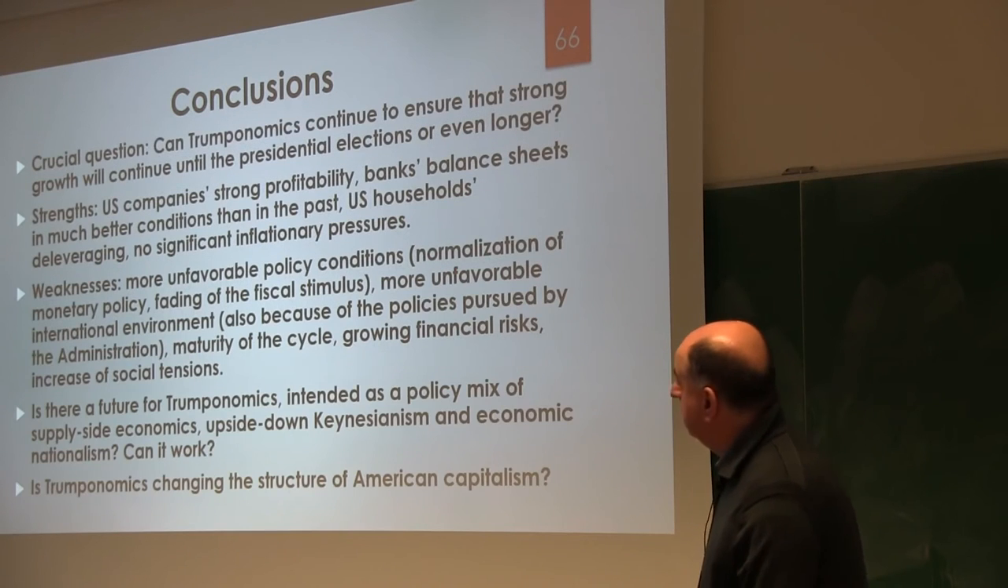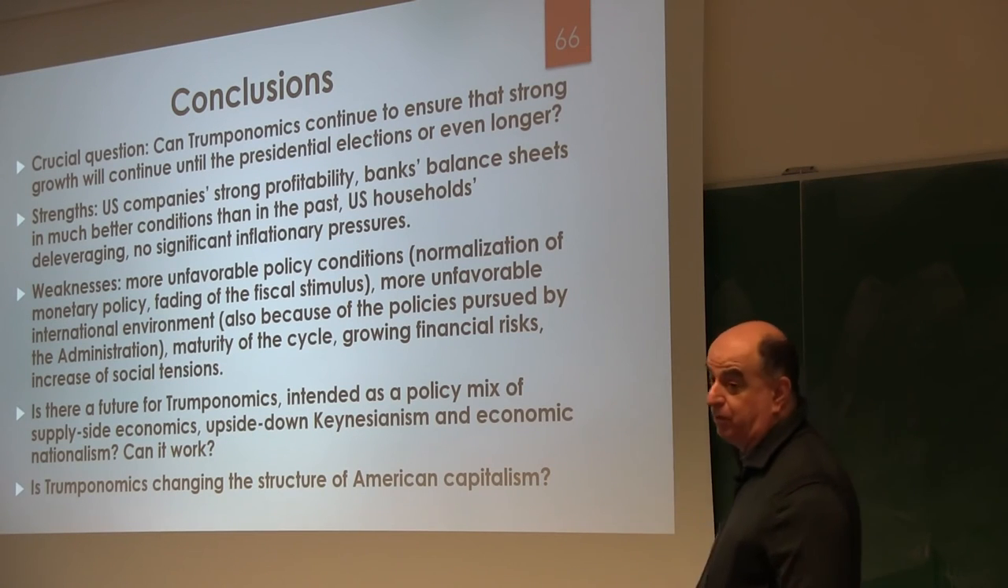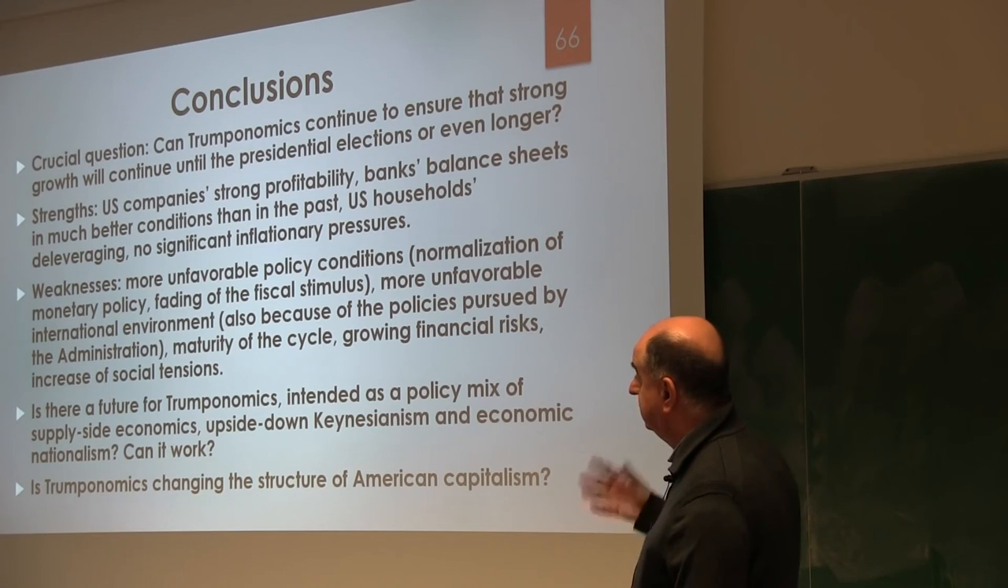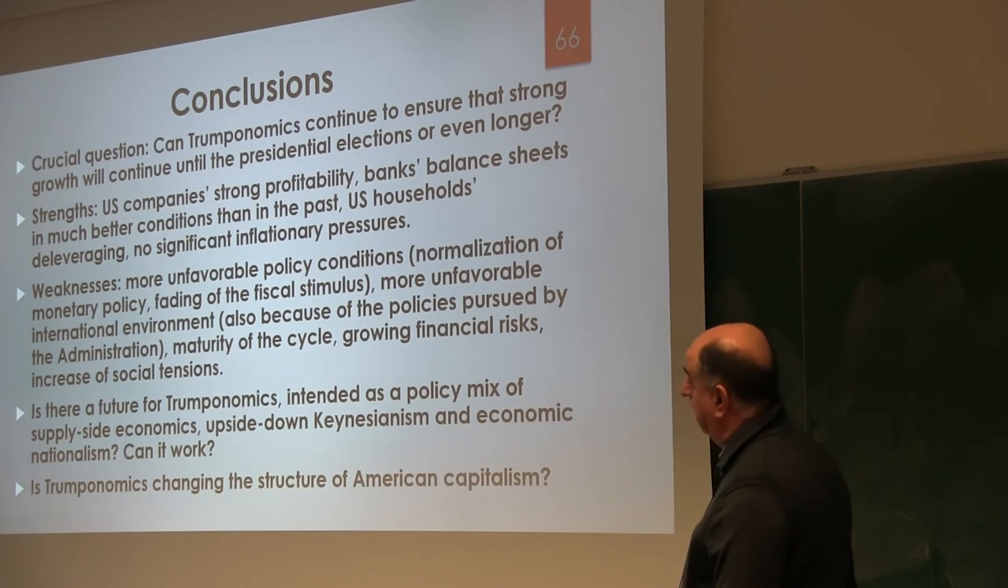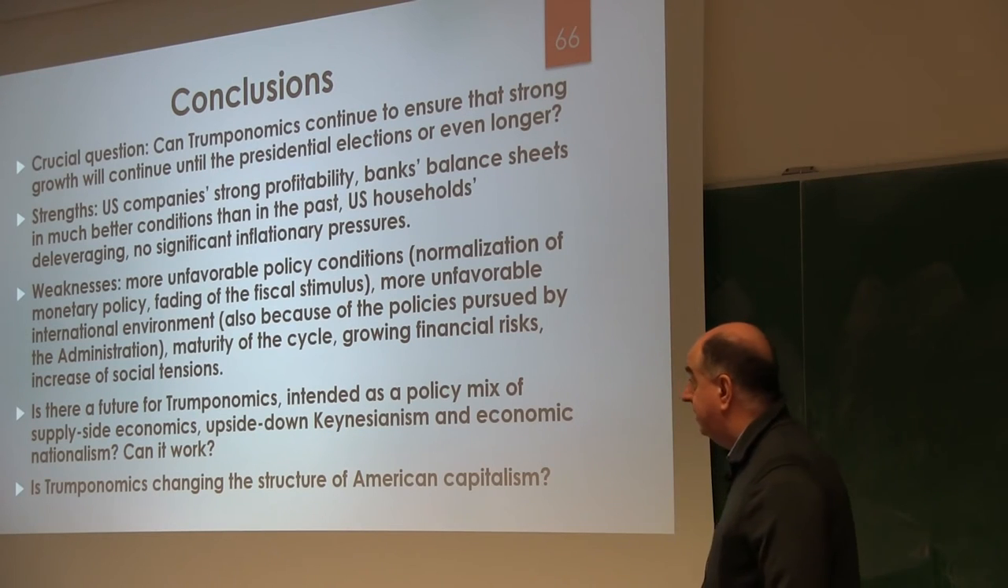And I come to the conclusion. So the crucial question is: can Trumponomics continue to ensure that strong growth will continue until the presidential election or even longer? That is the issue. What are the strengths? US companies still have strong profitability. The banks' balance sheets are in much better condition than in the past. For US households, deleveraging has gone quite far, and therefore they are not in a bad situation, and that can support consumption. There are no significant inflationary pressures.